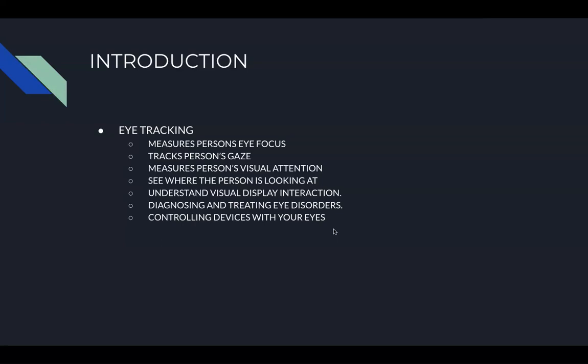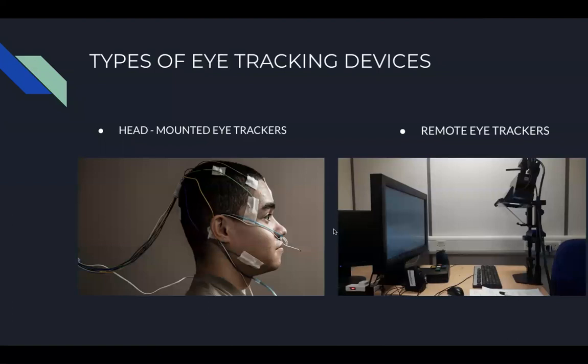And we can also use eye tracking for controlling devices with your eyes. Eye tracking can be used to control devices with your eyes, such as computers, wheelchairs, and prosthetic limbs. This can be helpful for people with disabilities who have difficulty using traditional input devices. Now, let's take a look at the two types of eye tracking devices.